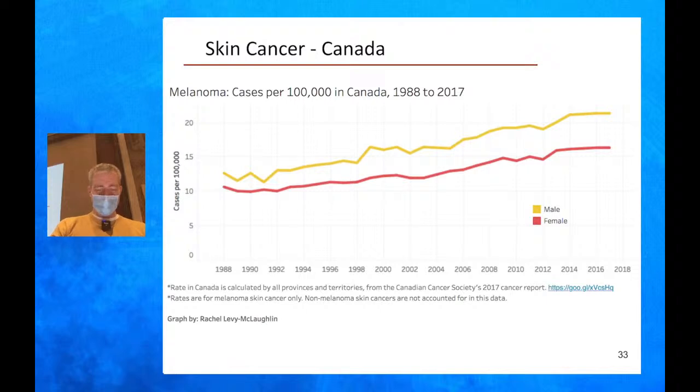These are cases in Canada going back to 2017, up to 2017 from 1988. And they've climbed a little bit, not as dramatically as in the United States, but they've certainly climbed a little bit too.